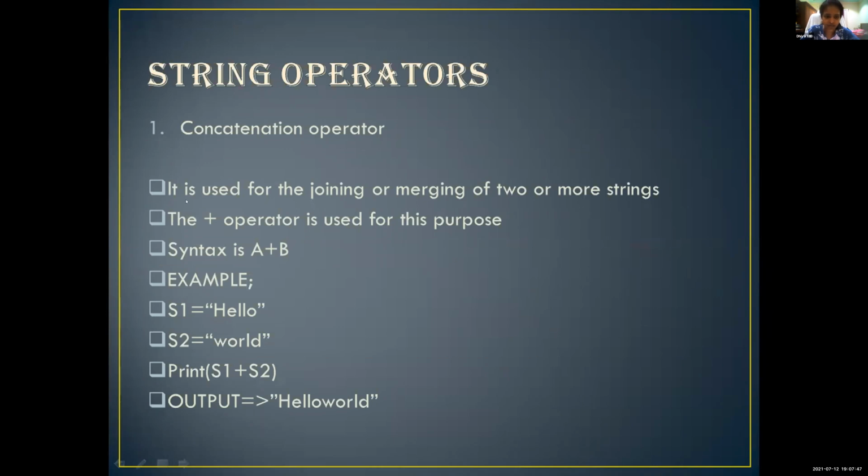And the operator used here is plus. So the syntax is going to be A plus B, that is one string plus the other string which is to be joined. The example is first string S1 equal to hello, and the next string S2 equal to world. So if you want to join both, we should print S1 plus S2. It joins both the strings and the output is going to be hello world.